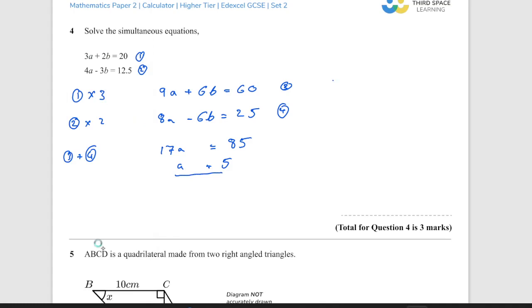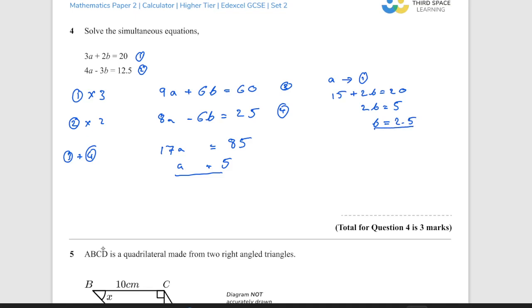I'm then going to substitute that value of a into one of my starting equations. So I'm going to substitute it into the first equation. It doesn't really matter which one, but it just avoids having to deal with a negative number. So 3 lots of a would become 15, plus 2 lots of b, and that's got to be equal to 20. Minus 15 from both sides, 2b would be equal to 5. Divide both sides by 2, b would be equal to 2.5.